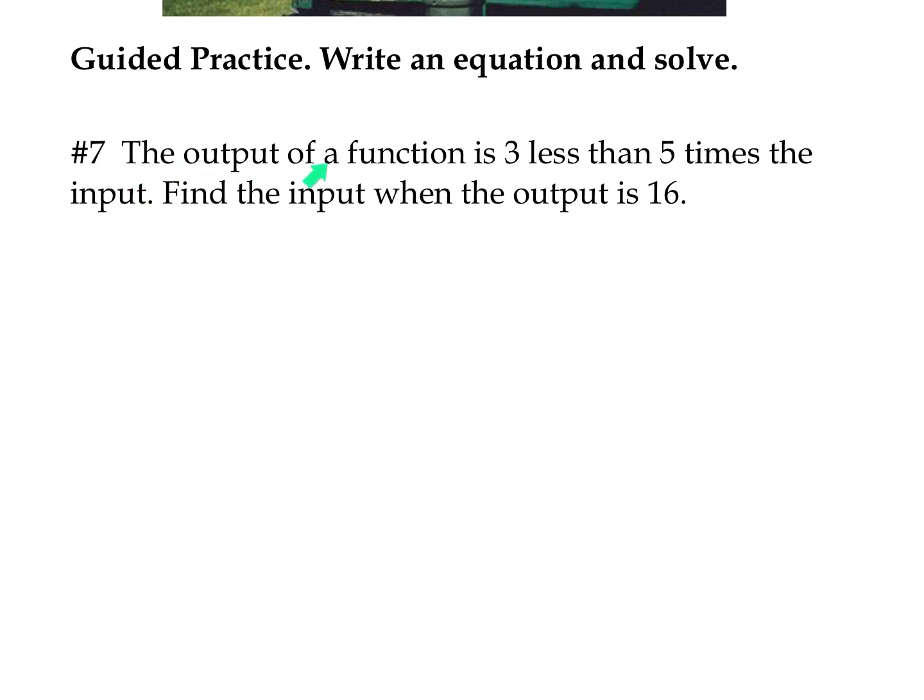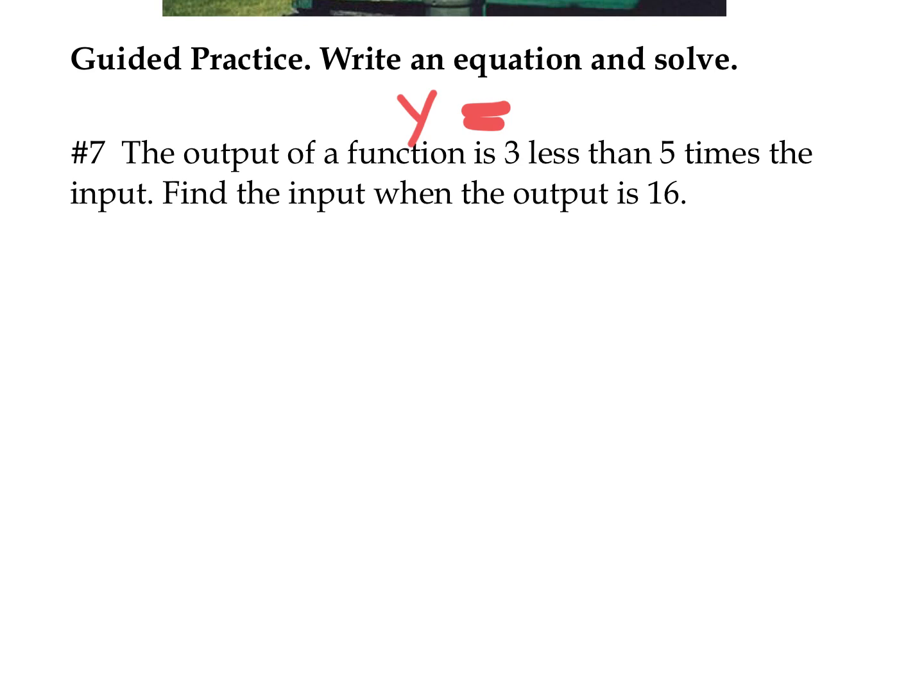The output of a function is 3 less than 5 times the input. So we're just going to start there. Forget this next part. First, we're just going to write out the equation. Our equal sign, that's our equal sign. And then it says the output. So the output we're going to use as our y. So y equals 3 less than 5 times the input. I'm going to use x for the input.